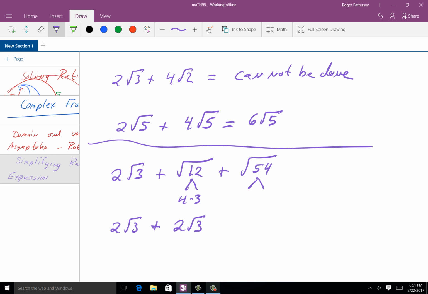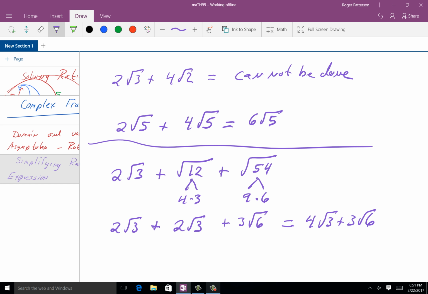Now we can add it. What about the 54? How does that break down? What's the largest perfect square that goes into 54? 9 goes in there 6 times. So what does that equal? 3 square roots of 6. So what is the answer? 4 square roots of 3 plus 3 square roots of 6.